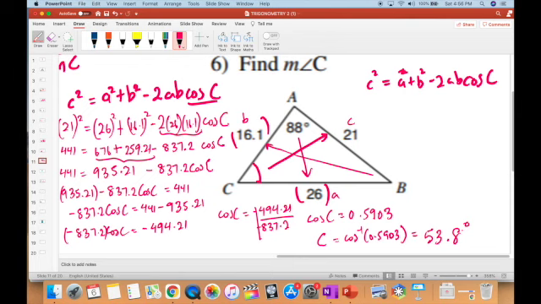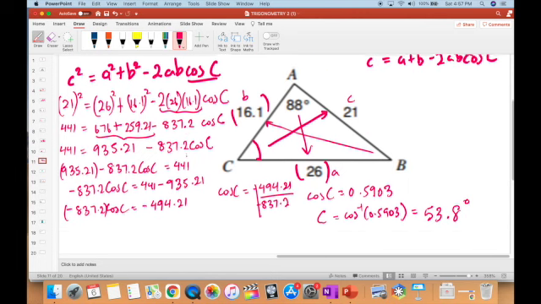Did you see where you made your error? Yeah. Where? When I reached the part where it was 935.21 minus 837.2, I subtracted 837.2 from the 935. But do you understand now why you can't do that? Not really, to be honest. All right, well, let me show you. It's so easy.